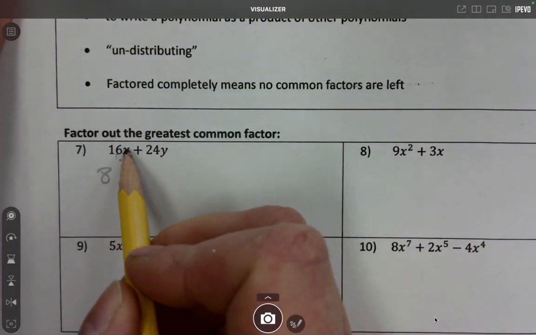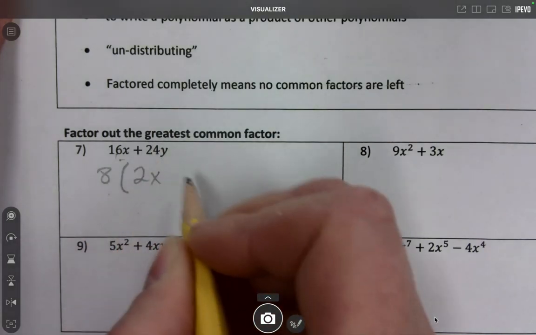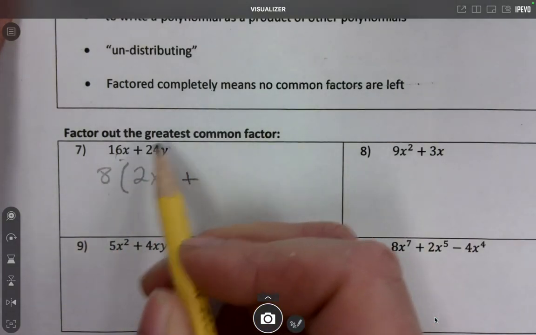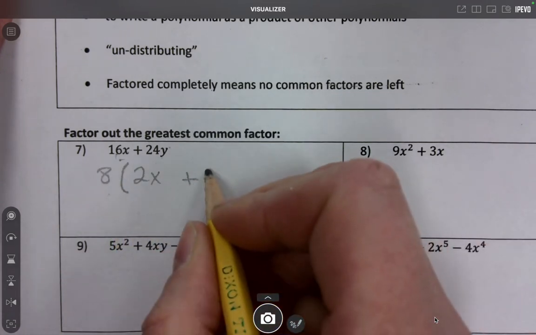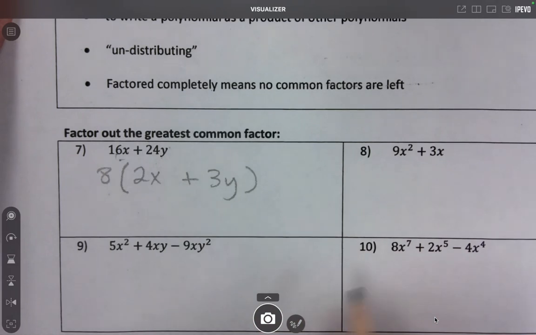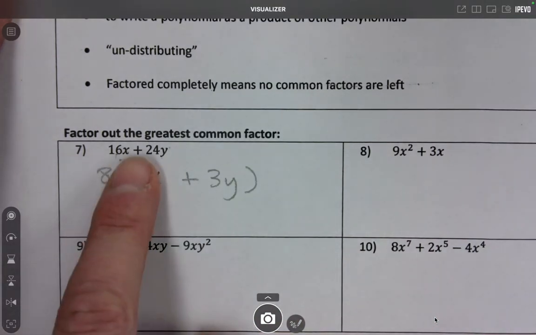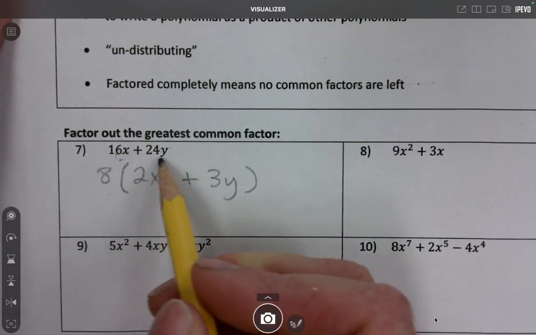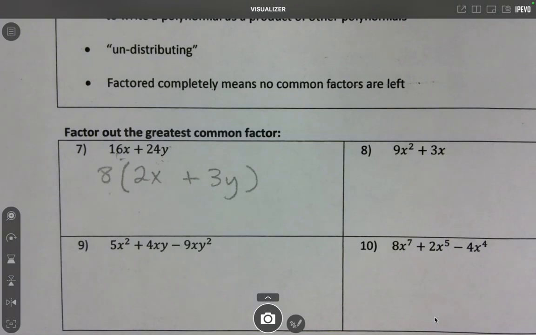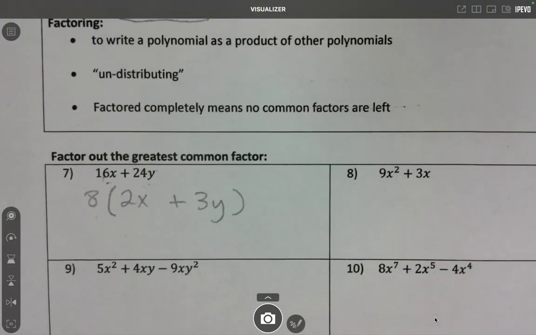So if this is a 16x and I'm dividing it by 8, I'm left with 2x plus 24. If I divide by that 8, because I'm factoring that back out, I'm left with 3y. And so if I distributed the 8, if I went back and multiplied this, 8 times 2x would give me back my original 16x. 8 times 3y would give me back my original 24y. It does give me my original answer, but I've written it as a product. So that's our goal for factoring.